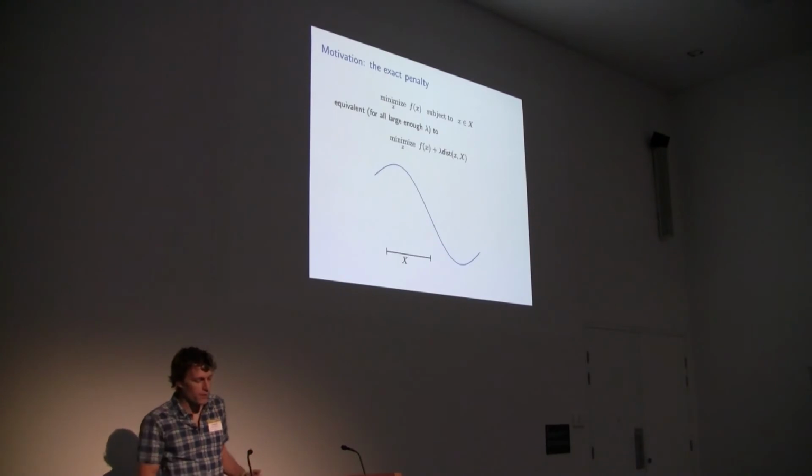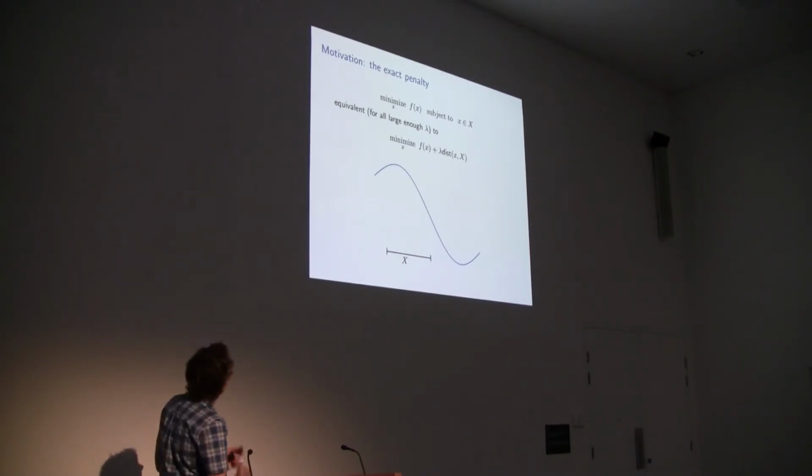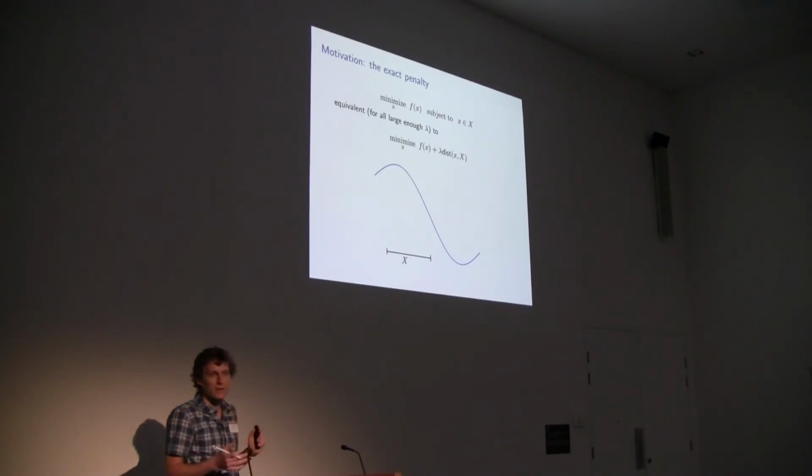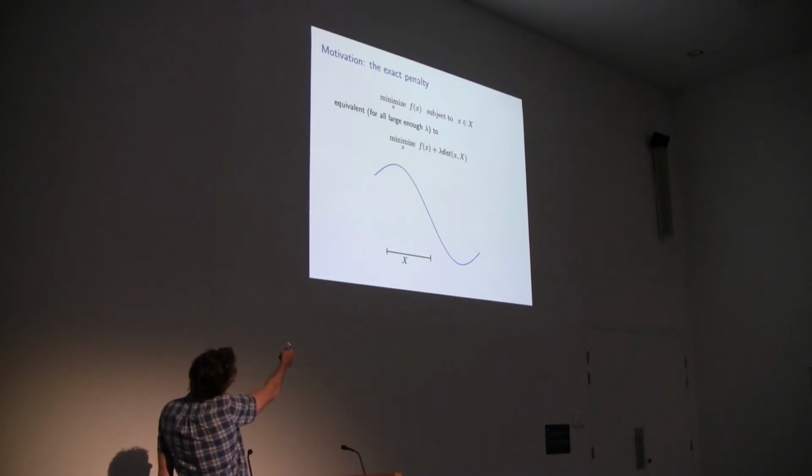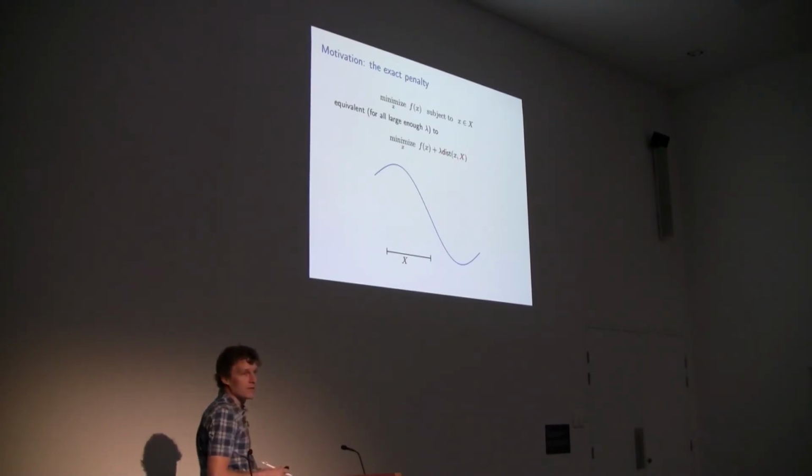The motivation for these types of methods comes from what's known as the exact penalty. Let's say I have a generic optimization problem, and I want to minimize my function f of x subject to some constraints. Say I want x to belong to some set, capital X. Then it turns out, and this is a theorem you can prove, that for large enough lambda, the minimizers of this problem are identical to the minimizers of f of x plus lambda times the distance between x and my constraint set.